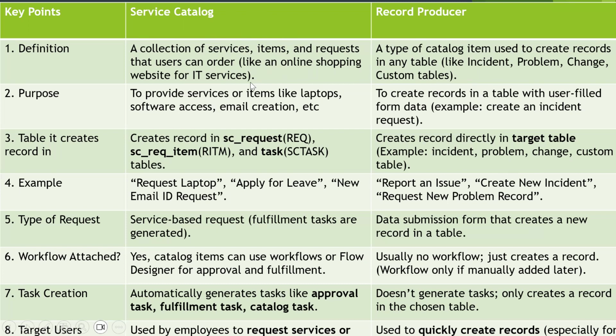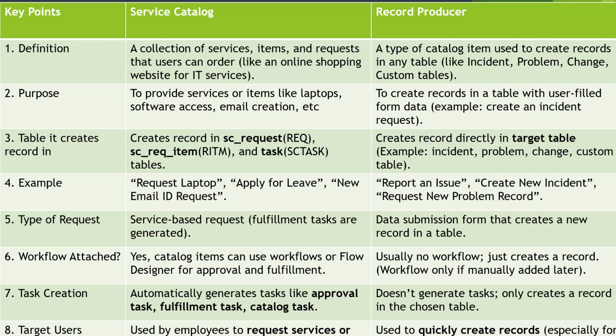The purpose of the service catalog is to provide services or items like a laptop, software access, email creation, etc. Why is a service catalog needed? It is used when a user wants something to be provided or done, for example, a laptop, email ID, ID card, or software access. It works like a service fulfillment model. Coming to the record producer, the main purpose is to create records in a table with user-filled form data, like a pre-filled form.